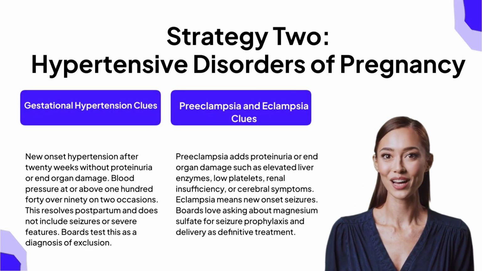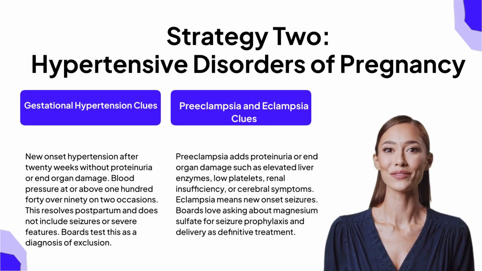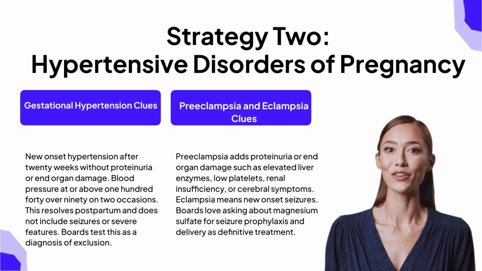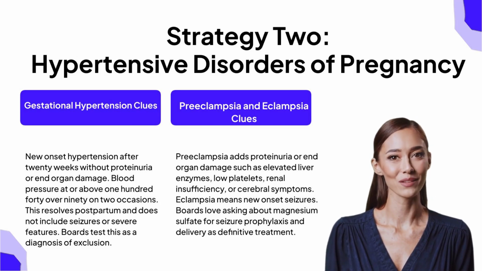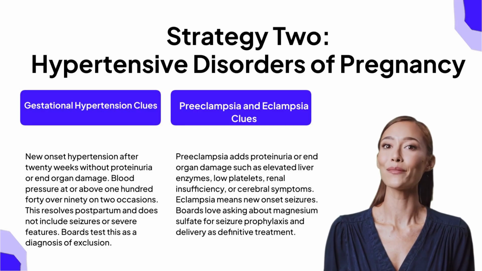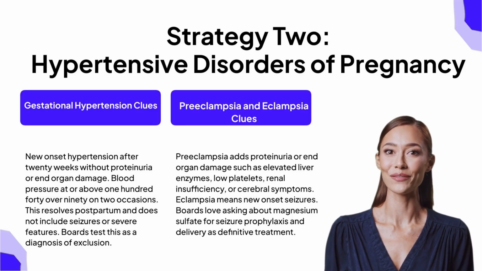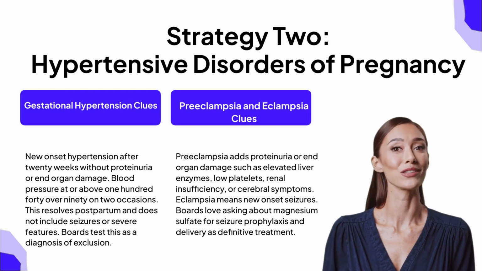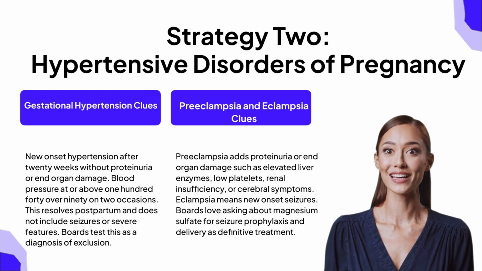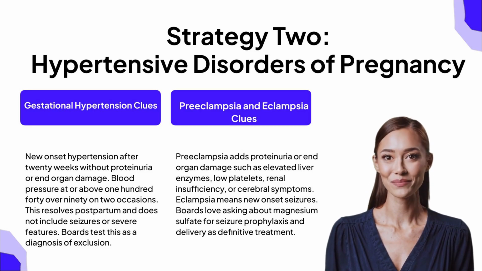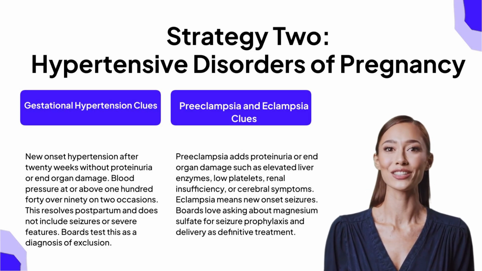Now let us talk about hypertensive disorders of pregnancy. This is one of the most heavily tested topics. On the left, gestational hypertension is new onset high blood pressure after 20 weeks without proteinuria or end organ damage. It resolves after delivery. Think of this as a diagnosis of exclusion. On the right, preeclampsia adds proteinuria or signs of end organ dysfunction like elevated liver enzymes, low platelets, kidney problems, or neurologic symptoms. Eclampsia means new onset seizures in this setting.